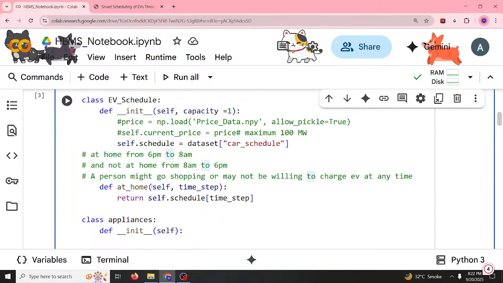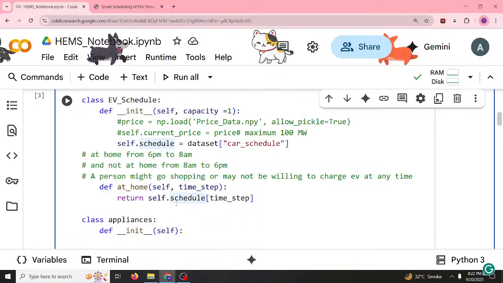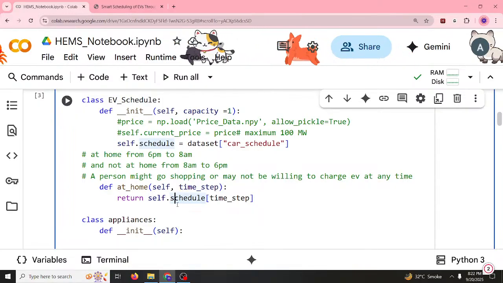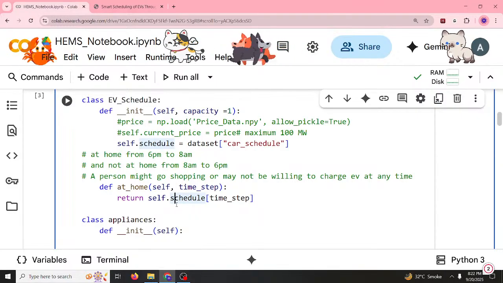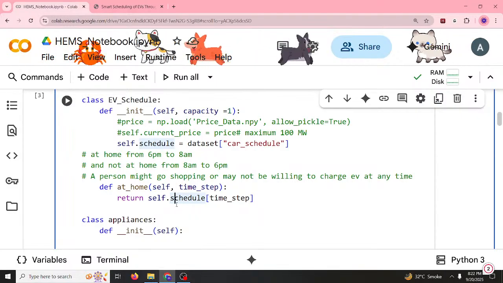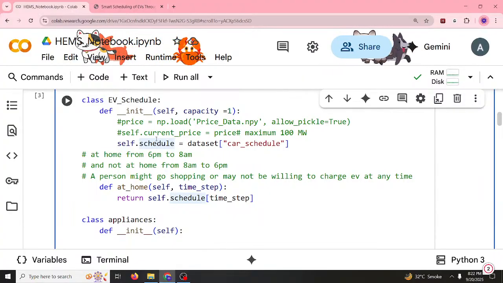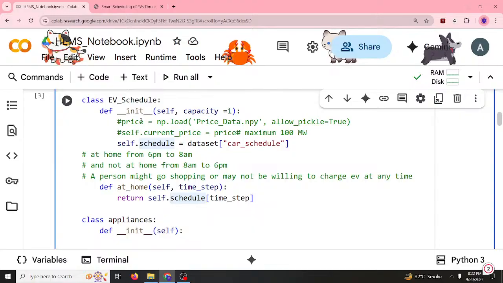So I will go with this explanation. I will keep your questions, but I will answer those questions maybe in some other session. But mainly I will explain the code here. So this is how you will model the electric vehicle schedule.